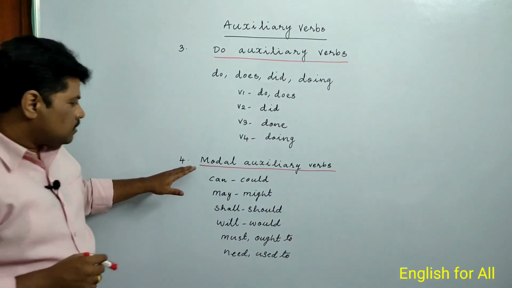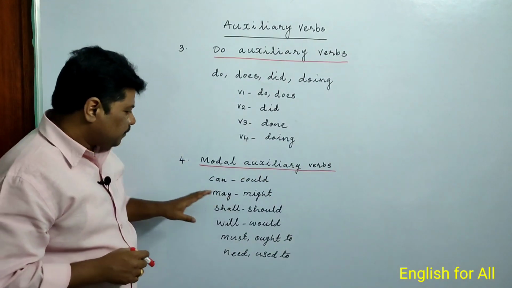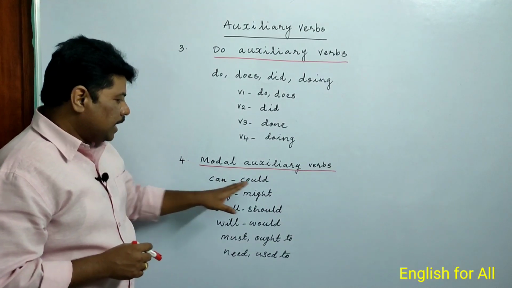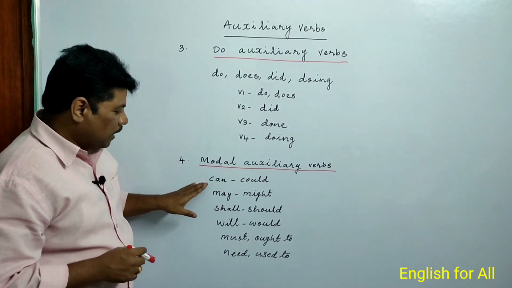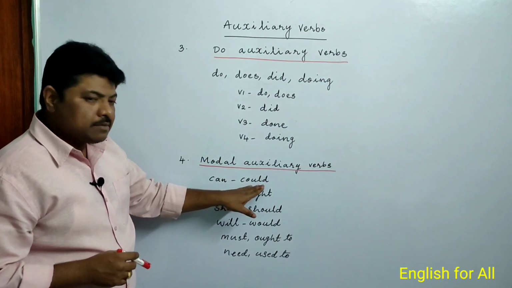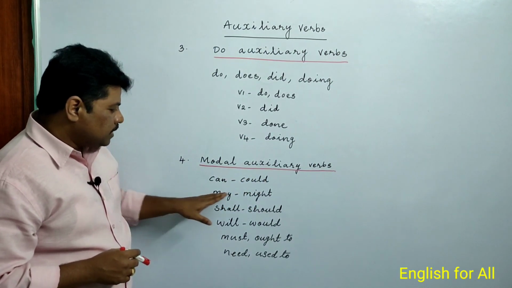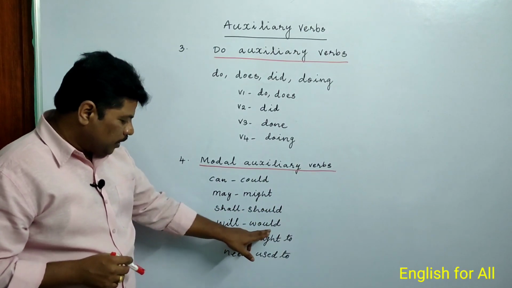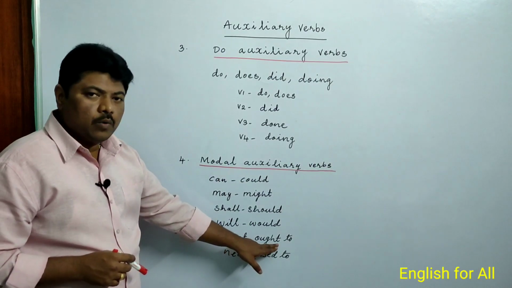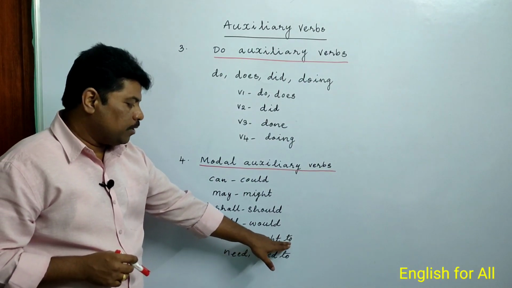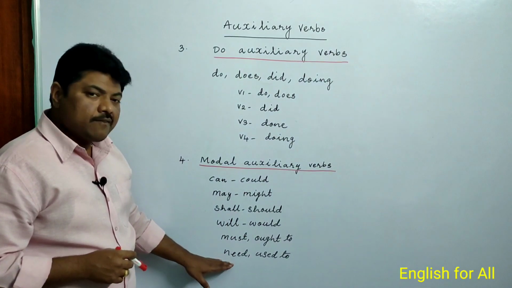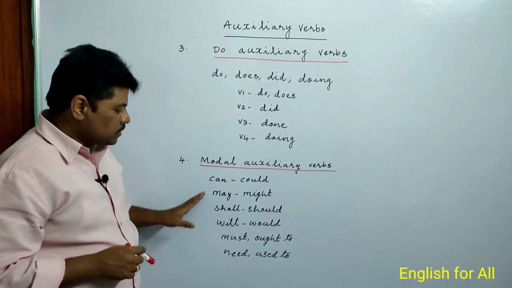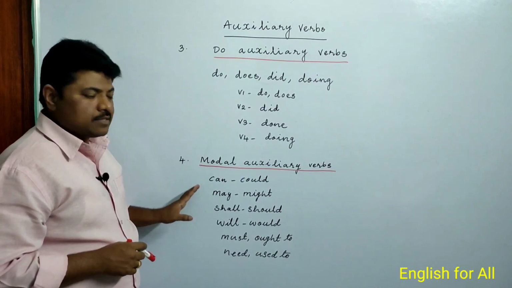The next one we have is modal auxiliary verbs. So always remember, these modal auxiliary verbs are always used in present and past tense. So we have can, we use in present. In past tense it becomes could. May, in past it becomes might. Shall, should, will, would, must, ought to. Always remember, this particular word is always used with the help of to. Ought to, followed by need and used to. So these are the modal auxiliary verbs that we use while framing sentences.